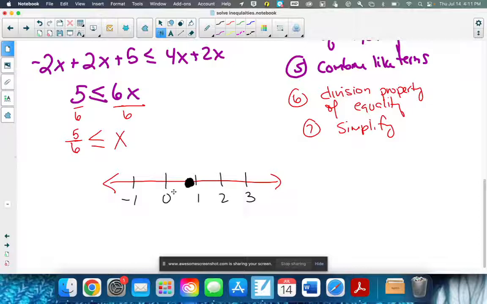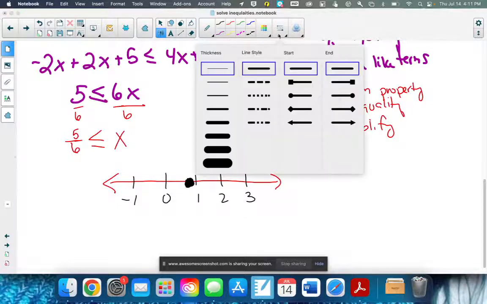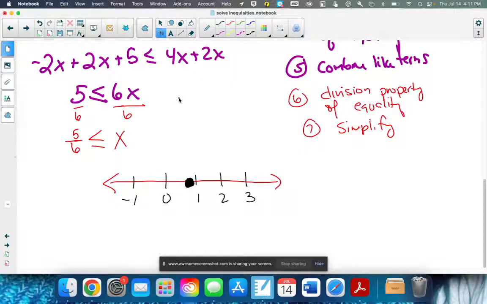Okay, and so then we have to figure out which way to shade it. Again, we can't go by the arrow because the x is on the wrong side. You know, it's on the right, so the left. But I can read this based on my inequality. This says that 5/6 has to be less than all the rest of my numbers. So I need numbers that are bigger than 5/6, because 5/6 has to be smaller than that. Bigger than 5/6 would be like 1, 2, 3. So it's going to get shaded in this direction.